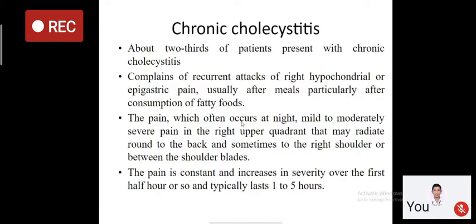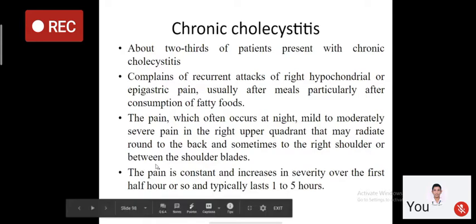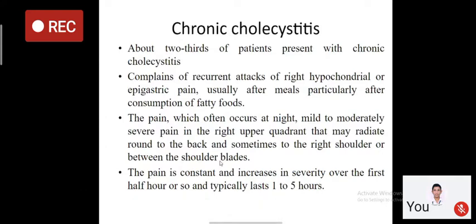So the pain, which often occurs at night, is mild to moderately severe pain in the right upper quadrant that may radiate round to the back and sometimes to the right shoulder or between the shoulder blades. So what is the location of the pain? It is in the epigastrium or right hypochondrium. This pain will radiate to the back, sometimes to the right shoulder, and sometimes between the shoulder blades. So you can see the site of the pain is very variable. It starts from the epigastrium, right hypochondrium, back, right shoulder, and between the shoulder blades.